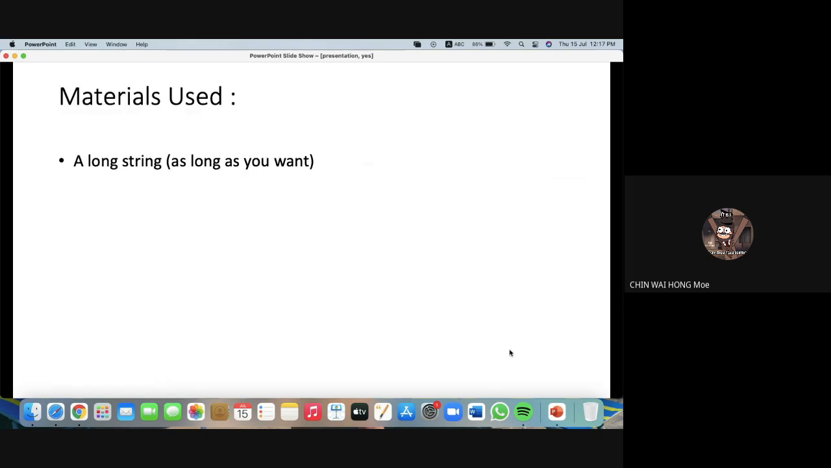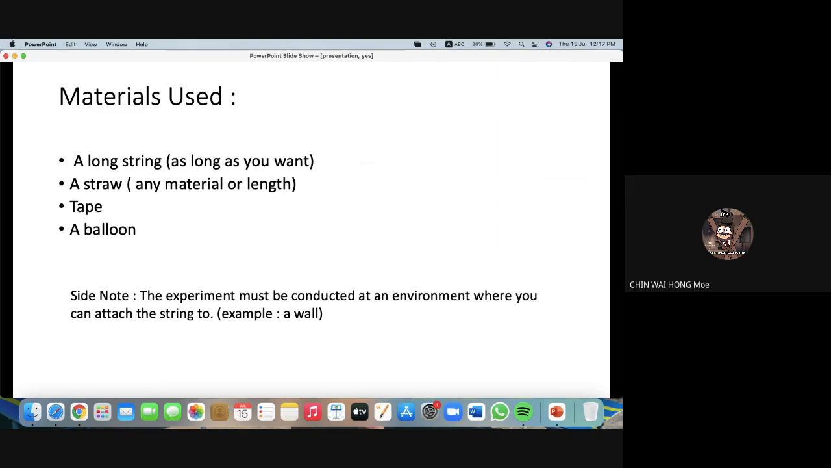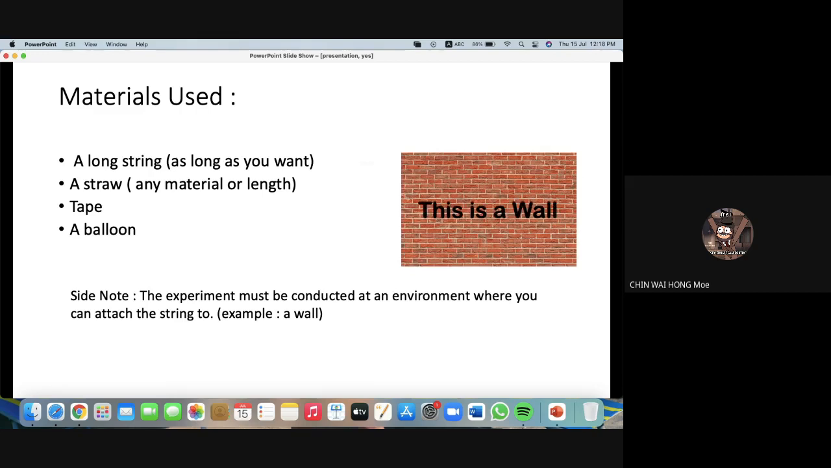The materials used are a long string as long as you want, a straw of any material or length, some tape, and a balloon. And a side note, the experiment must be conducted in an environment where you can attach the string, for example, a wall. And yes, this is a wall.